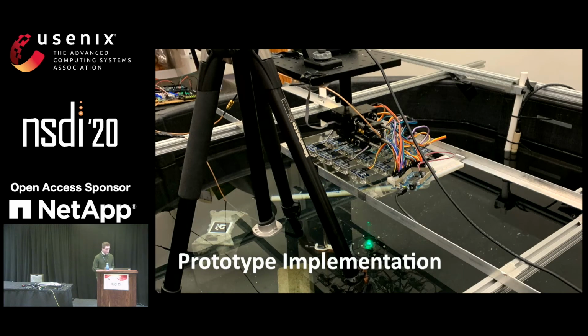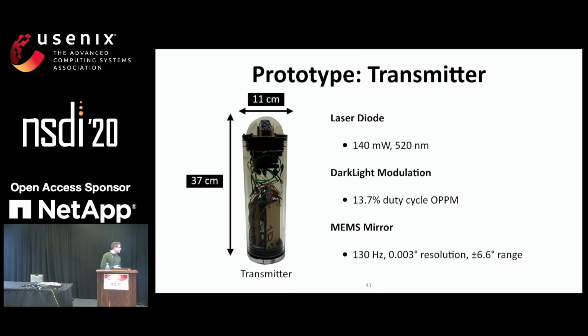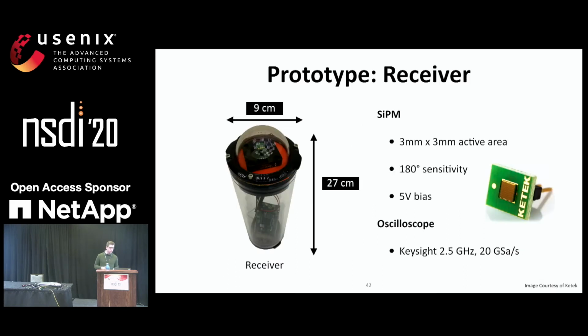OK, let's move on to our implementation. So this is our transmitter. I was extremely happy that we fit everything in this waterproof tube, and it looks pretty cool. For our modulation scheme, we use dark light, which is from a prior work of our lab, and it's a low duty cycle OPPM scheme. The key here is that typically for laser diodes, you need active cooling so their central wavelength does not shift too much as they heat up. But we instead chose to use a low duty cycle to keep the heating issue basically removed from the equation. Next, we have our receiver, also fully waterproof.